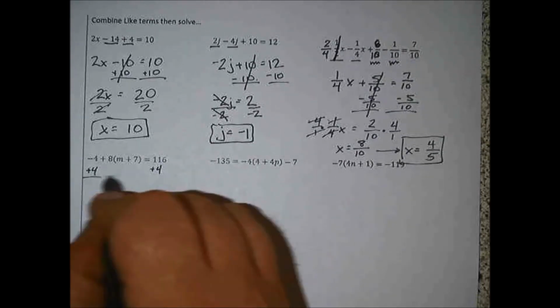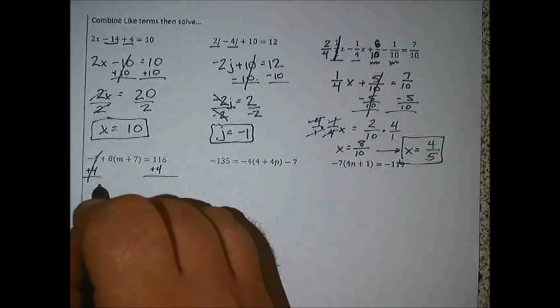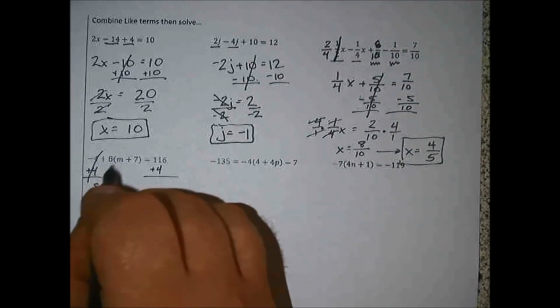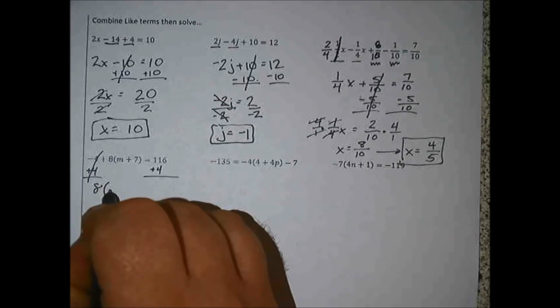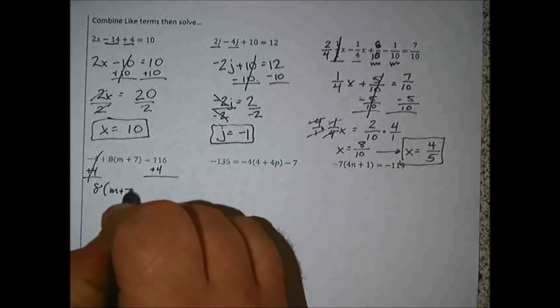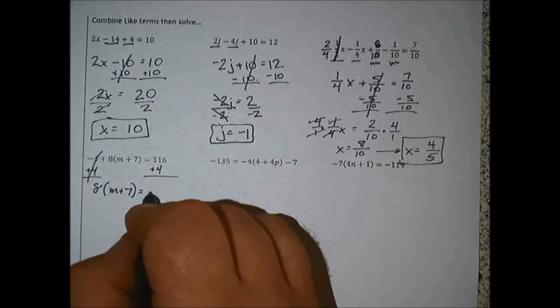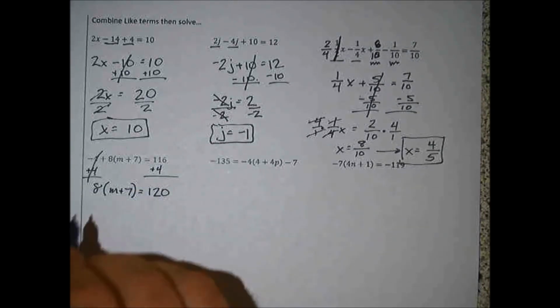Plus 4. Bam, bam. Cross those out. Okay, that says plus 8x. That's just 8x now, or not 8x, but 8 times this stuff. And plus 7. Remember, parentheses are the last thing I do. That's why I added that 4 out there first. That's going to be 120.